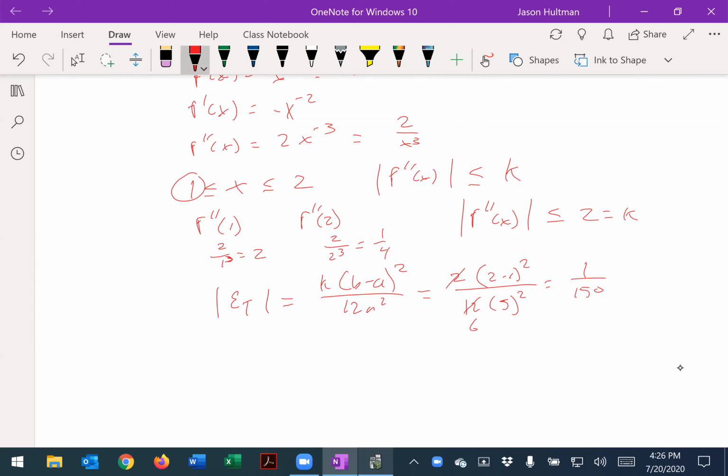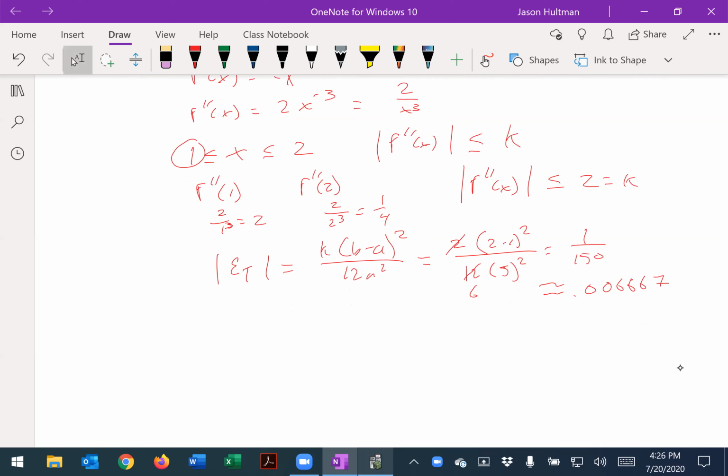Which is approximately 0.00667. It's basically 0.006 repeated forever, but I want to go out 6 decimal places. Why do I want to go out 6 decimal places? Because I want to compare that to the error that we got.